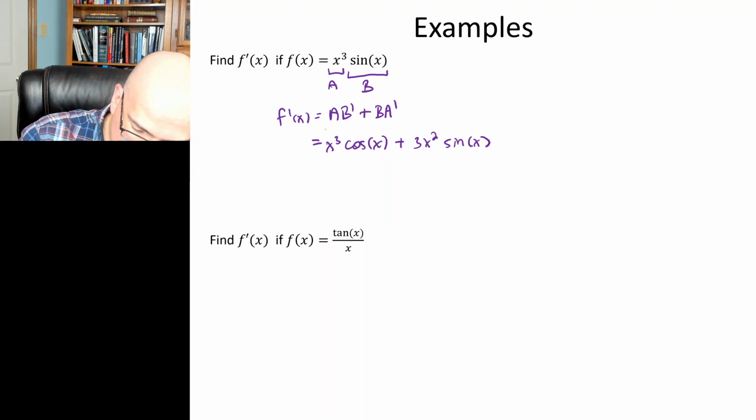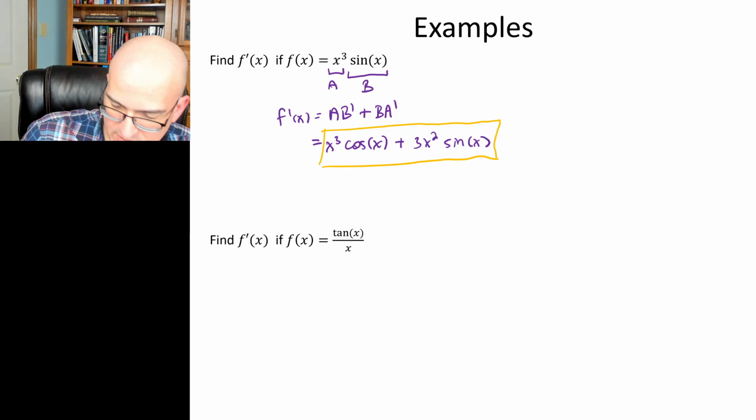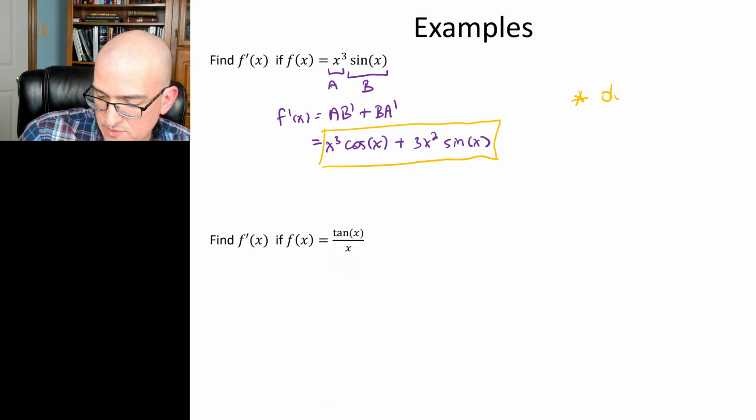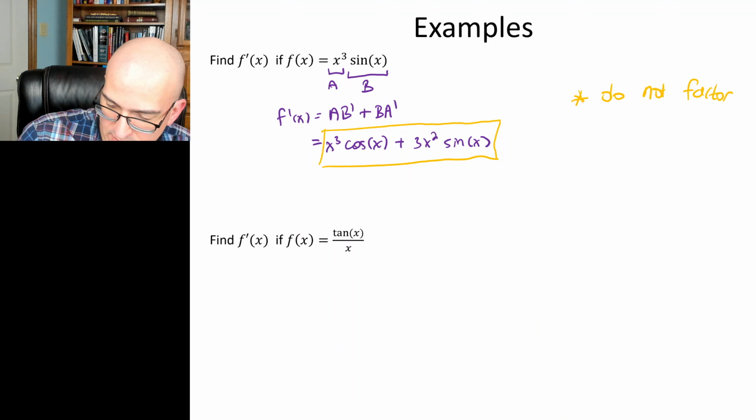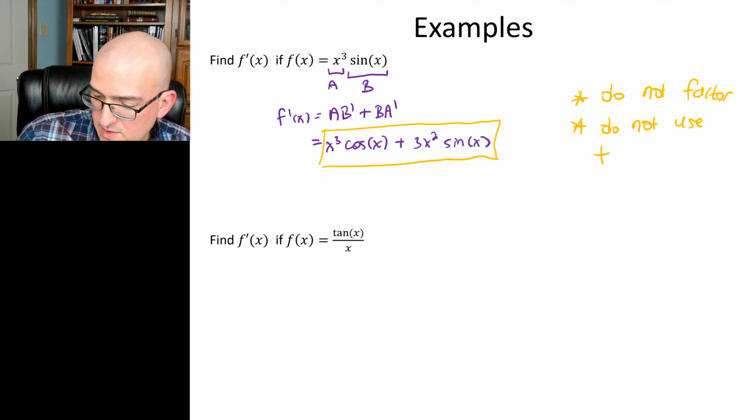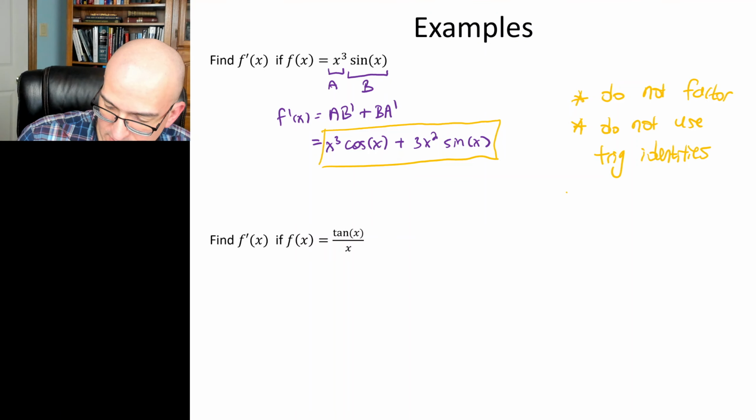Don't do any weird factoring. Don't use any trig identities. Do not factor. Do not use trig identities. Do not do heroic simplification.